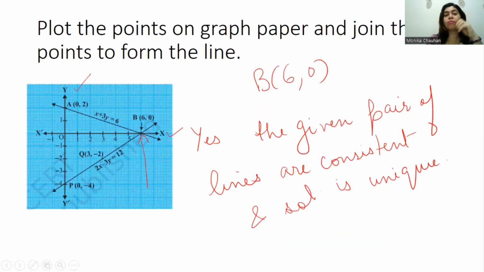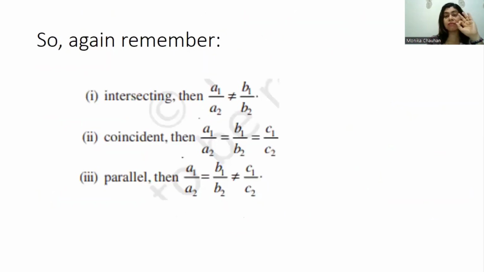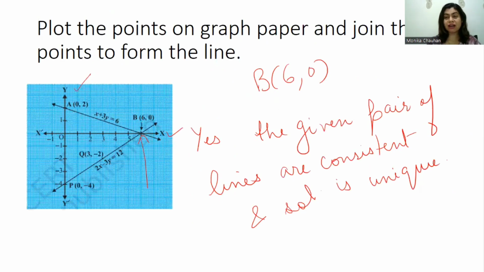So all of you, I hope that you understood today's class. And each one of you has to remember something very important, and that I'm going to revisit again. The coefficients of x and y, the ratios which you get after doing that. So how do you decide that they will be intersecting? If a1 upon a2 is not equal to b1 upon b2. Coincident when all the 3 ratios are equal, parallel when the 2 ratios are equal but not equal to the third.